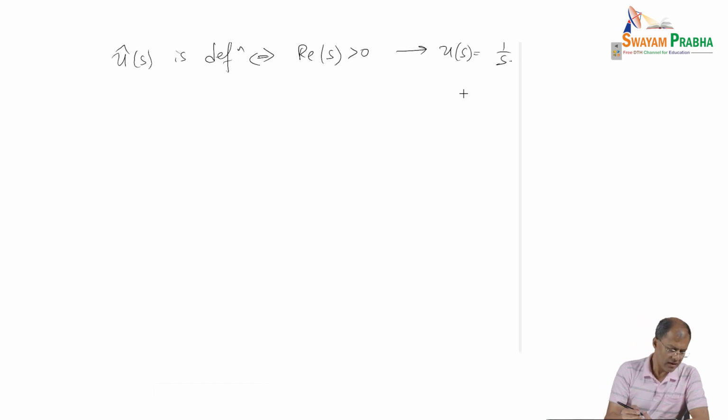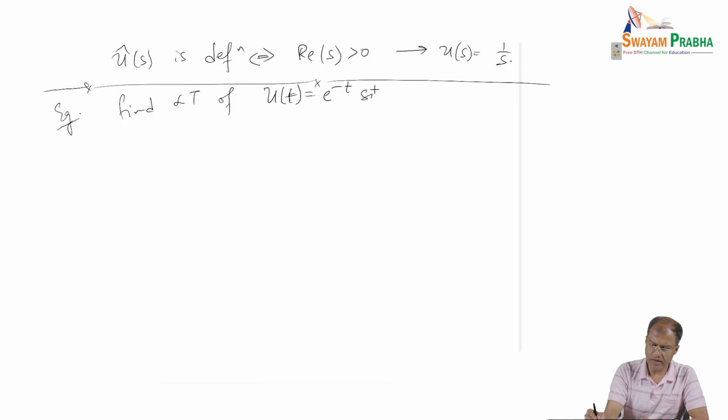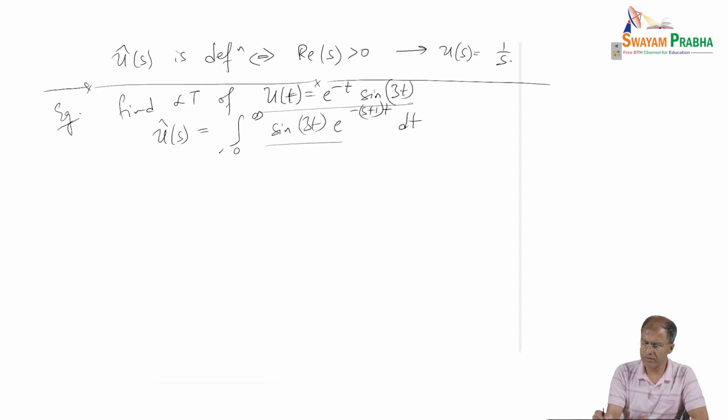Okay then. So let us look at one more example. We want to find the Laplace transform of u of t, which is given by e to the power minus t sine of 3t. And we see that u hat of s, in this case, is the integral from 0 to infinity of sine of 3t e to the power minus s plus 1 times t dt. And again, to find the Laplace transform, we have to evaluate this integral, and this integral has to be done by integration by parts.